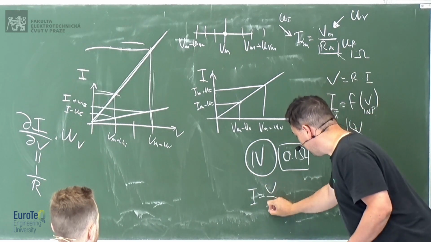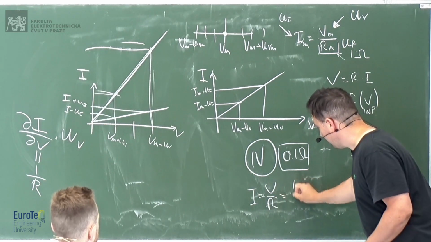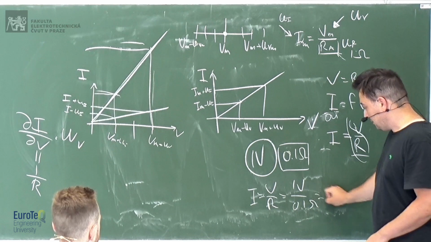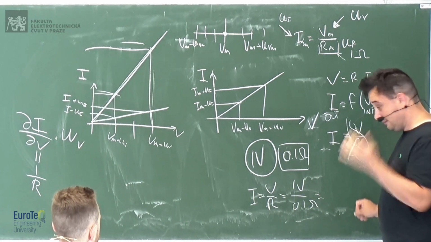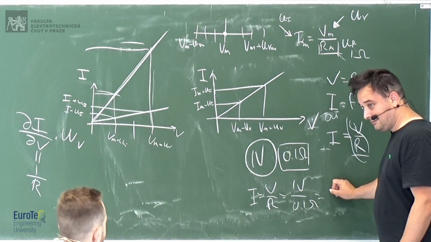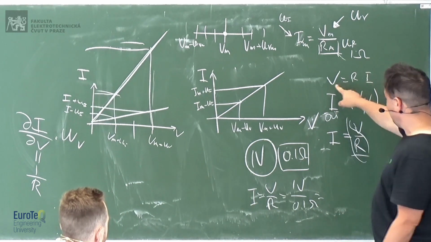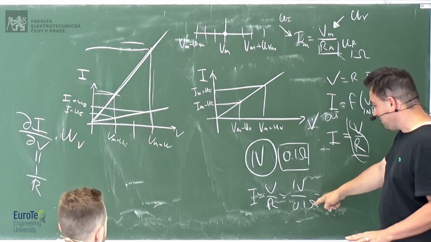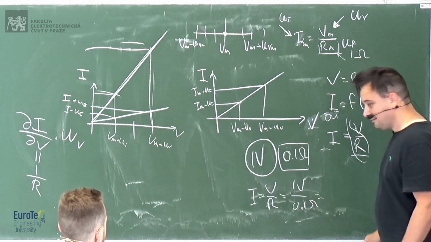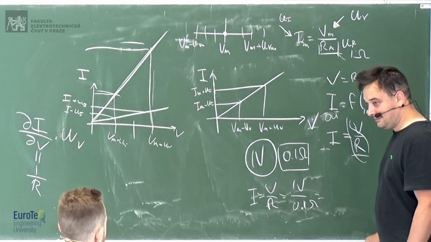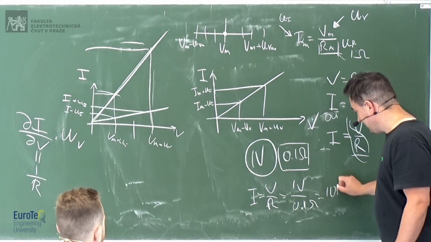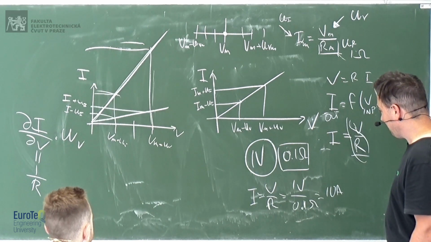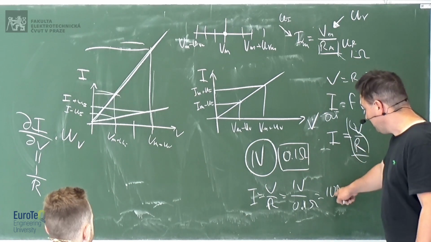The formula: you have V divided by R. The voltage is 1 volt. The resistance is 0.1 ohm. It will be what? The voltage is equal to resistance times the current, so I is V divided by R. 1 divided by 0.1 is? 10 amperes. Oh, yes, it multiplies. Not such a difficult thing. So if you have 0.1 ohm, you have 10 ampere.